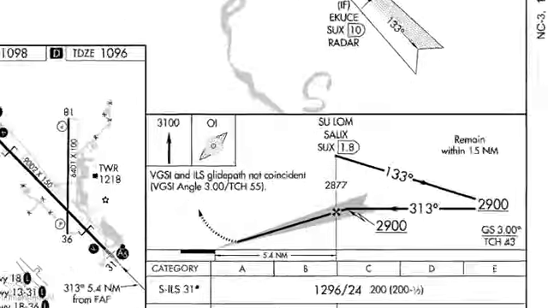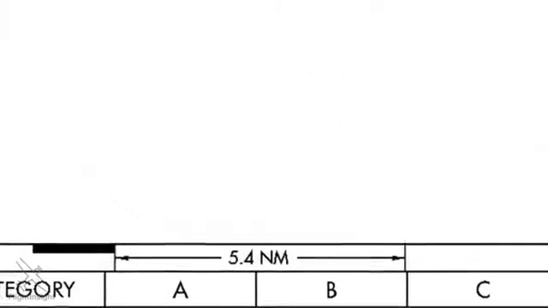This is the approach chart or plate that the FAA publishes for the ILS approach to runway 31 in Sioux City, Iowa. We won't get into all the details of the approach plate in this video, we just want to visualize the approach and how the ILS works.